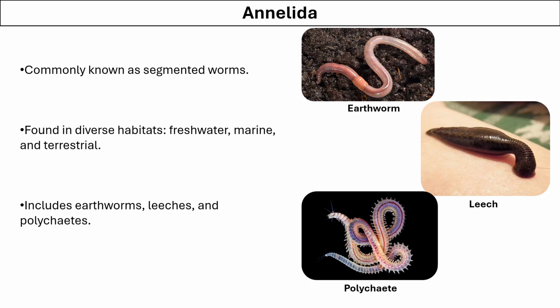Annelids or Annelida, the phylum Annelida, includes segmented worms. Where have you seen a segmented worm? Maybe you can recall seeing an earthworm or a leech, or you might not have seen a polychaete, but polychaete is an example of annelids. They are usually present in freshwater. They can be marine and also terrestrial.